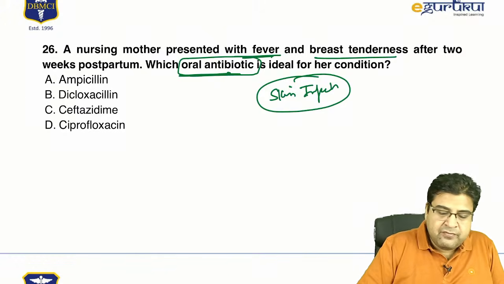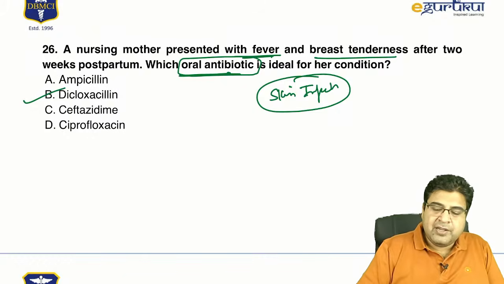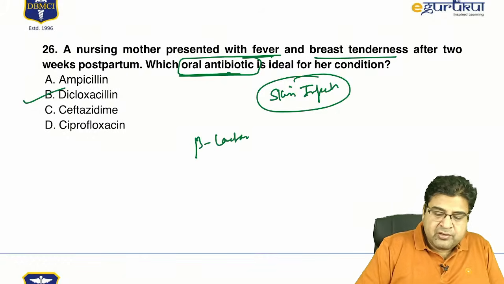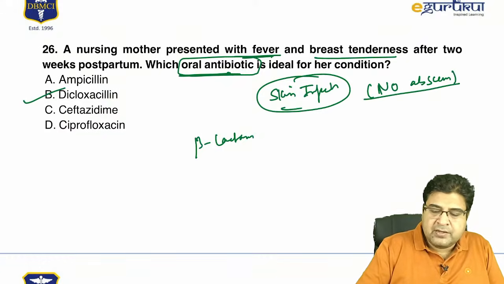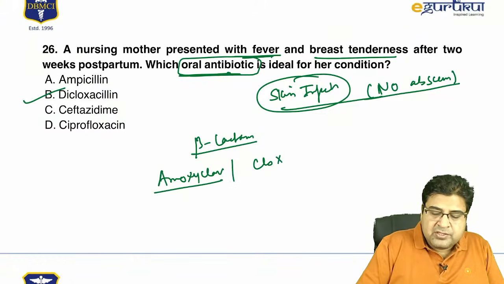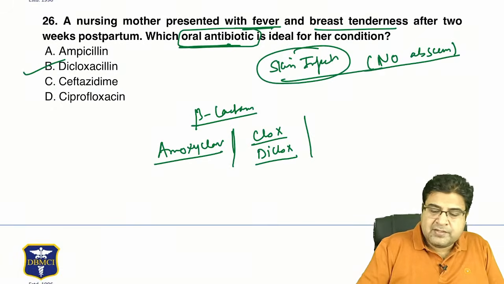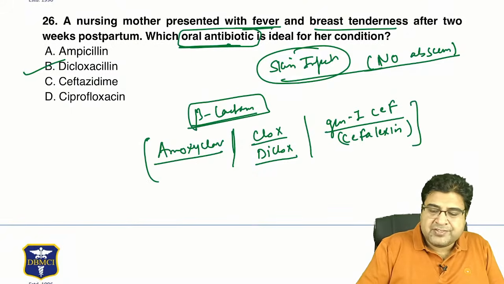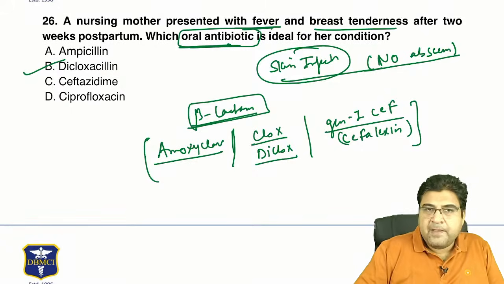So guys, for the skin infection, we can give the beta-lactam antibiotics. For skin infection, if there is no pus, if there is no abscess, we can give the beta-lactam antibiotics like amoxiclav. Amoxiclav is one of the very good options. We can use medicines like cloxacillin and dicloxacillin. We can also use the generation 1 cephalosporin like cephalexin. So these beta-lactams we can use in the treatment of skin infection if there is no pus, right?